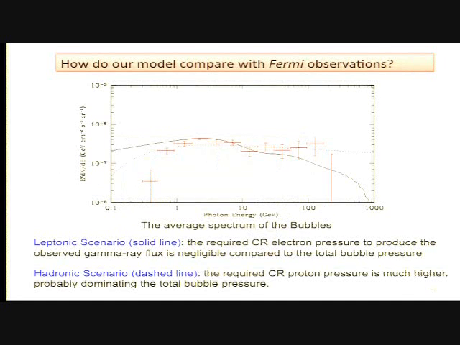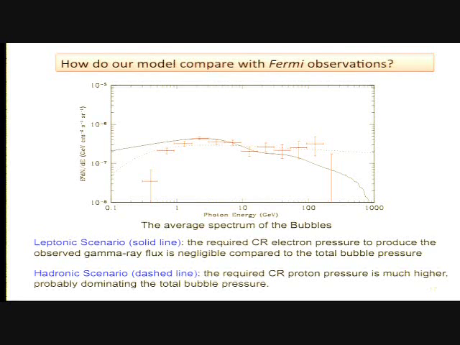How does our model compare with the Fermi observation? The Fermi observation observes this morphology. They also detect the flux and the spectrum in gamma ray. So this is the spectrum between 1 to 100 GeV. And here I did two models. The gamma ray emission can be produced by relativistic electrons or protons.